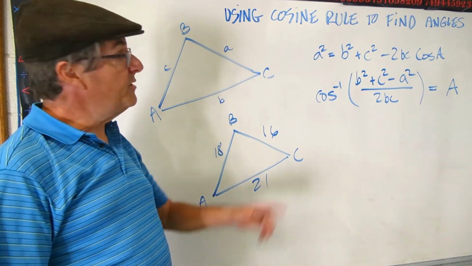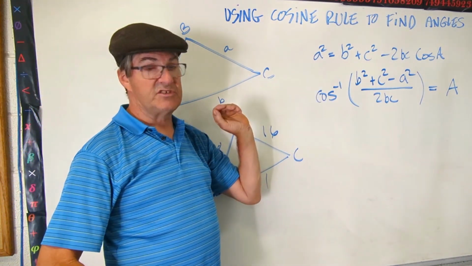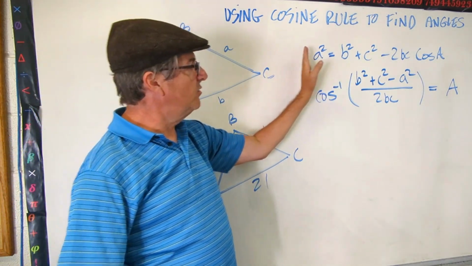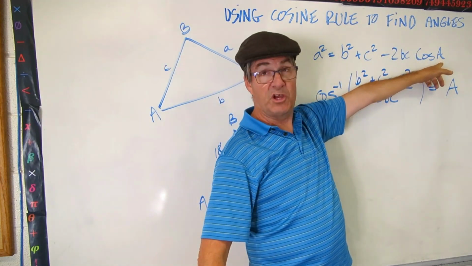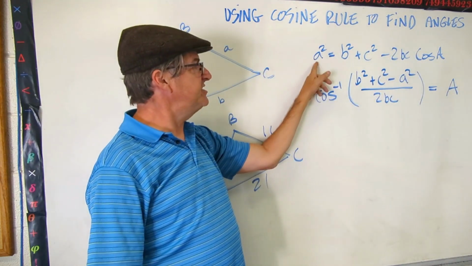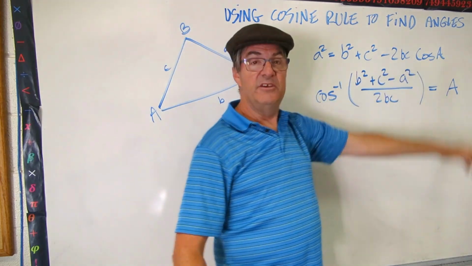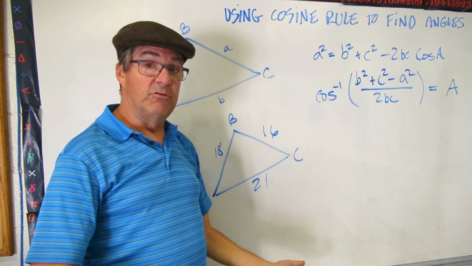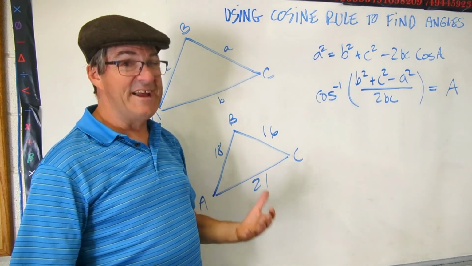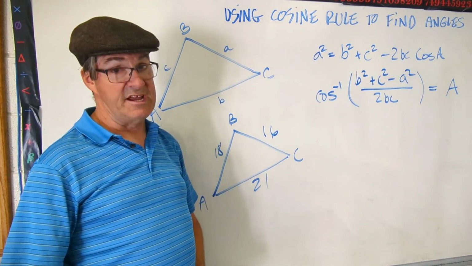And you know that we have two other versions of this rule, where we have b squared equals all these things ending up with cosine b, and we have c squared equals all the other things times cosine c. So that's the regular cosine rule, and we've used that to find sides in non-right triangles.